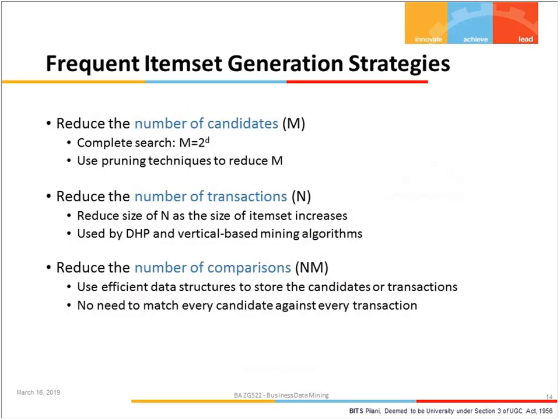So what can we do? We can reduce the number of candidates. We can reduce the number of transactions. We can reduce the number of comparisons. There are techniques to reduce each one of them, and they all come with a price. But we need to try some of them to improve the efficiency of frequent item set generation.